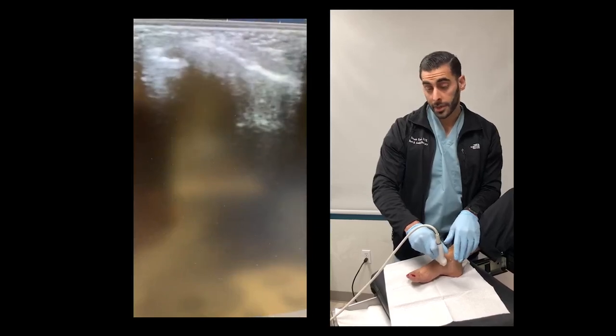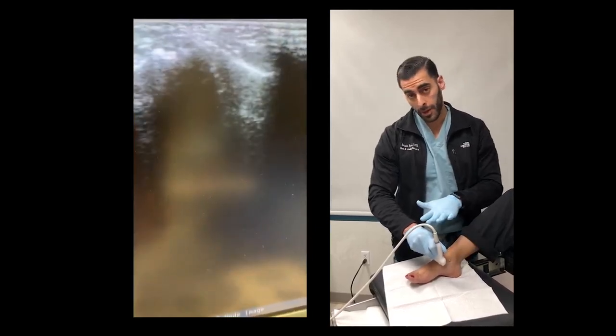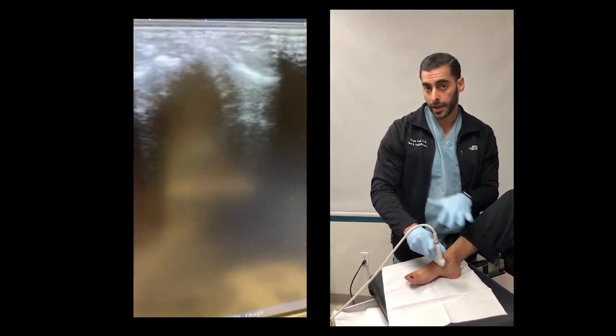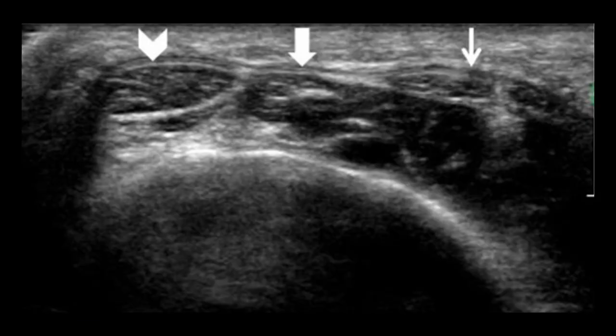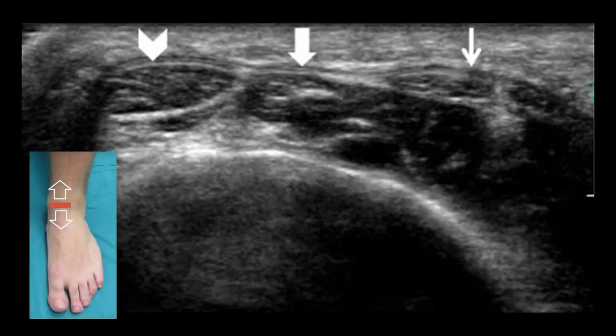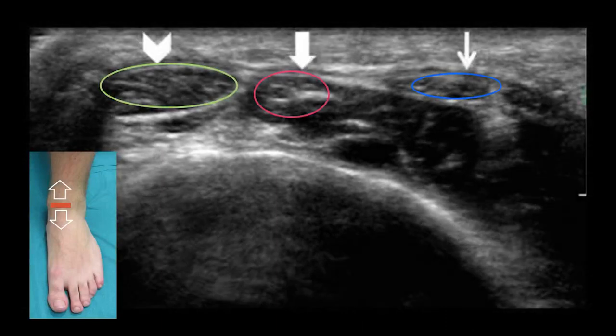Alright, now I'm going to show you guys some images to show you some pathology and kind of highlight again some of the things that we reviewed today. Here you can see an anterior axial sonographic image showing the three tendons of the anterior compartment. I'm going to go from medial to lateral. So the tibialis anterior, indicated by the arrowhead, you can see, and then the extensor hallucis longus, indicated by the thick arrow, and then the extensor digitorum longus, which is indicated with the thin arrow.